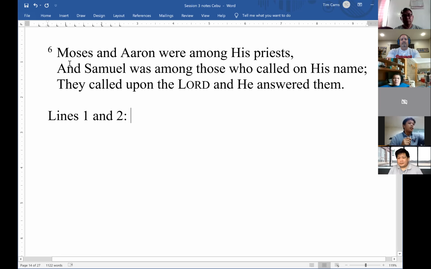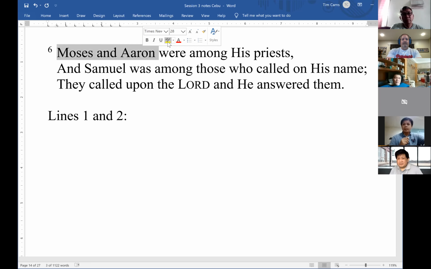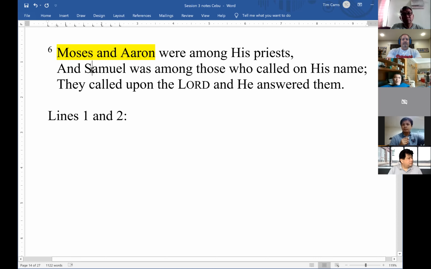Let's break it down here. If we break it up, we have Moses and Aaron in the first line, then we have Samuel in the second. Notice Moses and Aaron were among his priests, and notice Samuel was also among his priests.